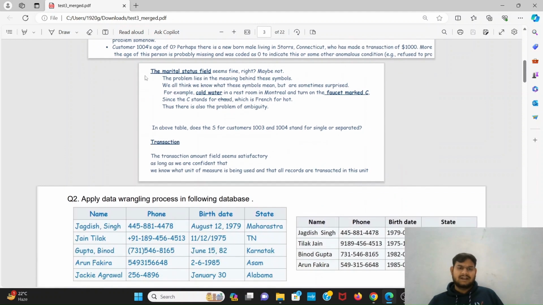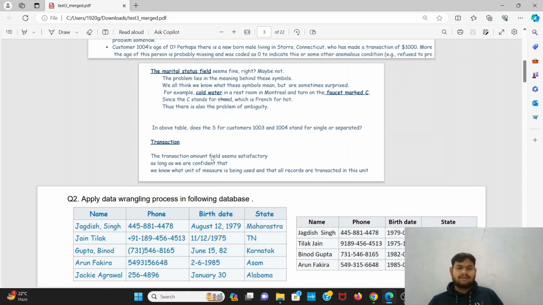The marital status still seems fine, right? Maybe not. The problem lies in the meaning behind the symbol. We all think we know what these symbols mean, but sometimes we are surprised. For example, cold water is in a restroom in Montreal, and you turn on the faucet marked C, since the C stands for chaud, which is French for hot. Thus, there is also the problem of ambiguity. In the above table, does the S for customers 1003 and 1004 stand for single or separated?